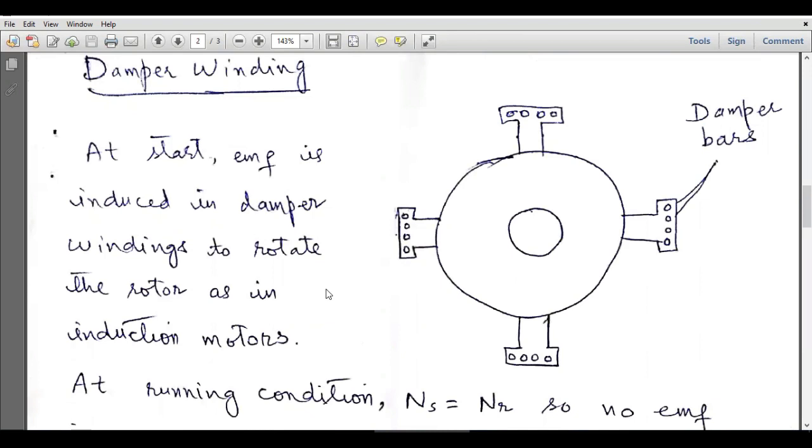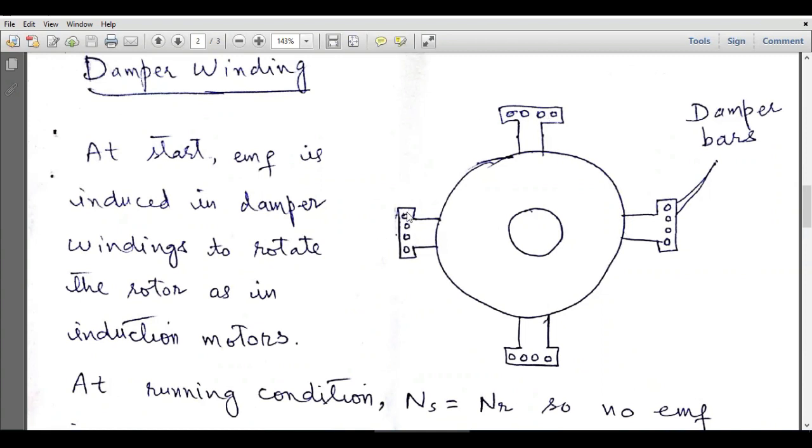Now, the next thing is the damper winding. So why do we need damper winding in synchronous machines? Whenever a salient pole rotor type synchronous machine is excited by a three-phase supply, a revolving magnetic field will be set up in the stator, and that magnetic field will be linked with the rotor. Now the rotor should be running at the synchronous speed, but at start this rotor will not be able to lock its magnetic field with the magnetic field of the stator.